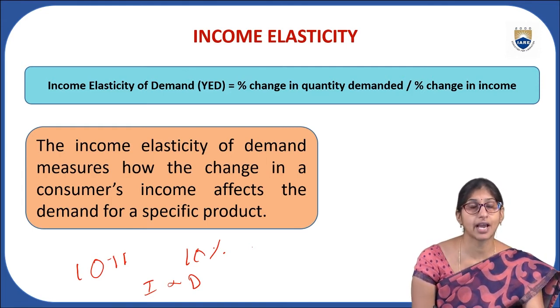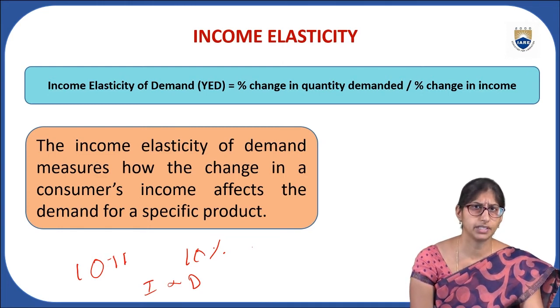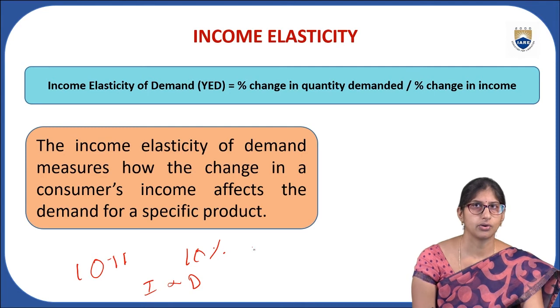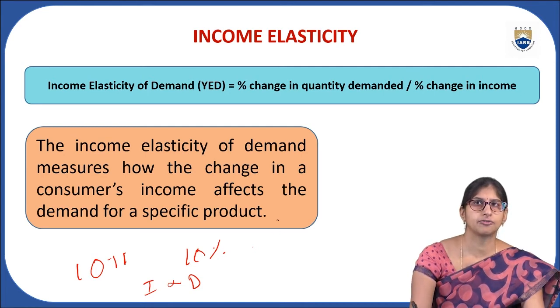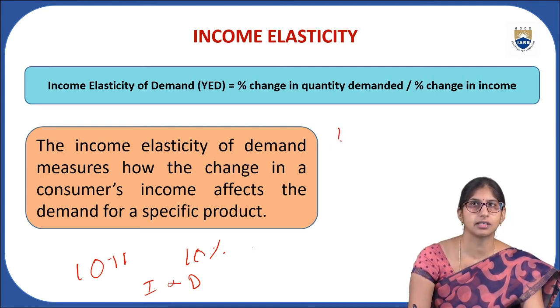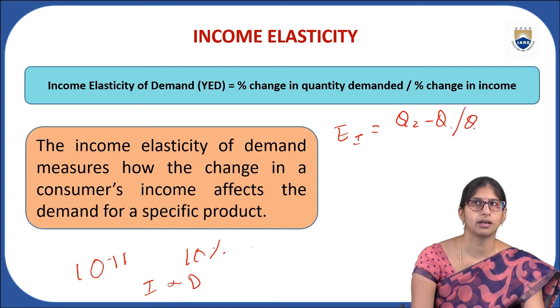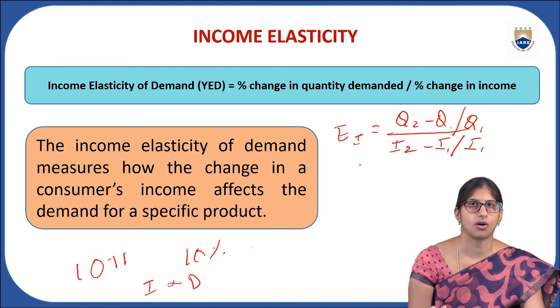There is a direct relationship between income and quantity demanded. So here the formula for income elasticity is equal to (Q2 minus Q1) by Q1, divided by (I2 minus I1) divided by I1. So this is the formula.